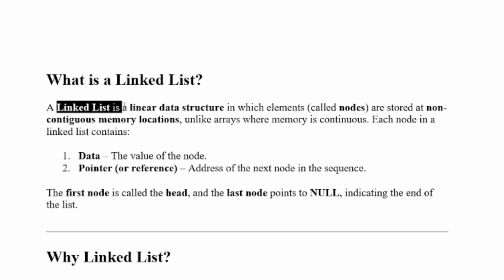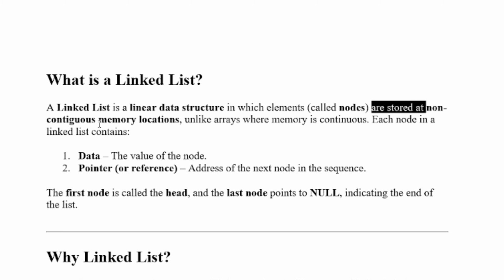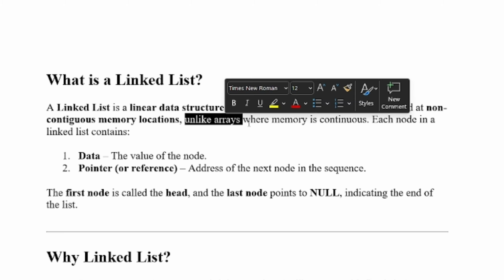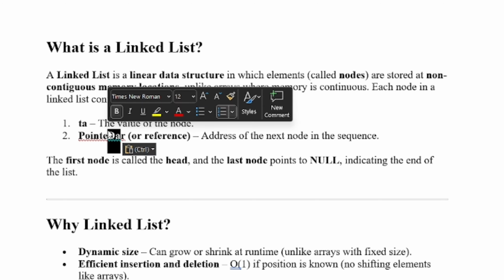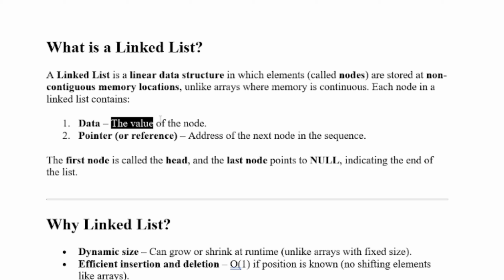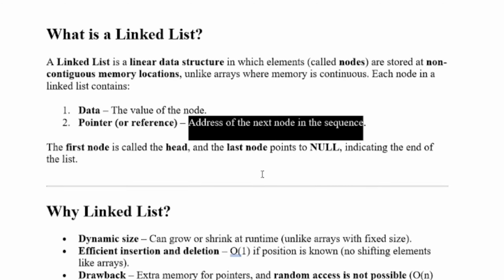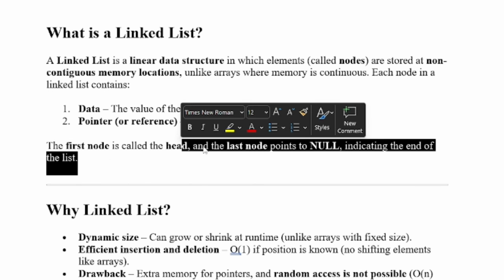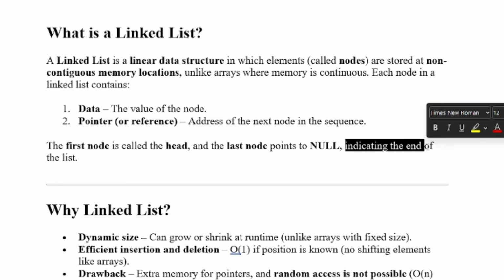A linked list is a linear data structure in which elements called nodes are stored in non-contiguous memory locations. Unlike an array, where memory is contiguous, each node in a linked list contains data and one pointer. So what is data? Data is the value of that node, and the pointer is basically the address of the next node in the sequence. The first node is called the head and the last node points to null, indicating the end of the list.